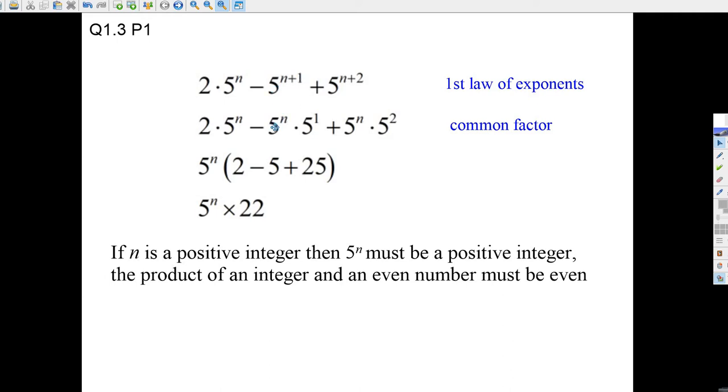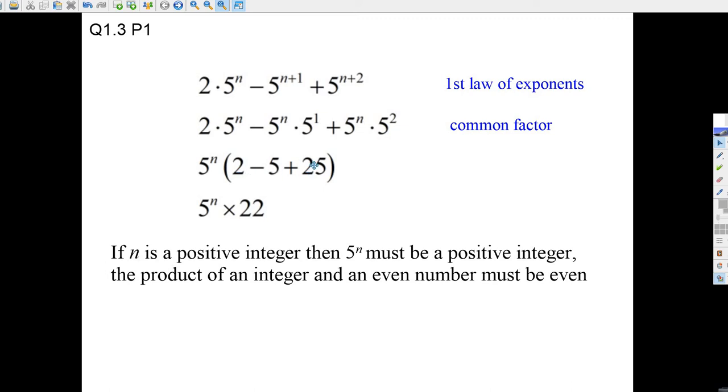5 to the n plus 1 is 5 to the n times 5 to the 1. That's the first law of exponents. When you multiply two things of the same base, you can add the tops. So 5 to the n times 5 to the 2. Now you can really see that 5 to the n is being multiplied by all three things in here, so you just factor it out. 5 to the n times 2 gives me that. 5 to the n times minus 5 gives me this part. And 5 to the n times 5 squared, which is 25, gives me this part.